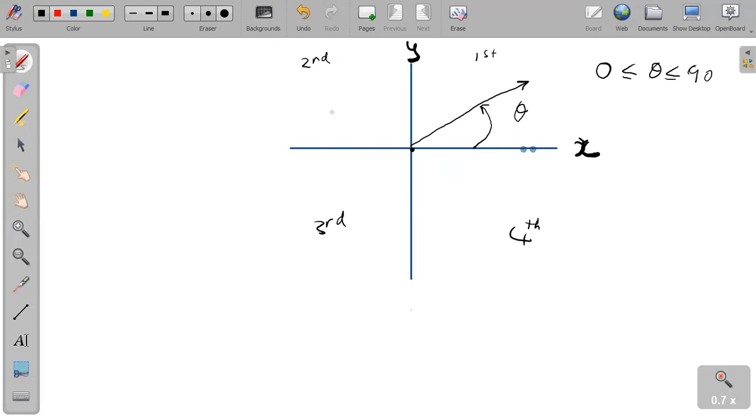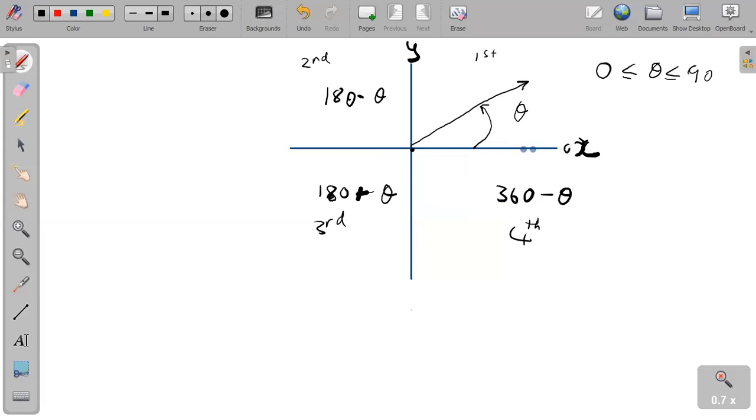Having explained that the first quadrant is where our theta lies, in the second quadrant we now have 180 minus theta. Then in the third quadrant, we have 180 plus theta. Then in the fourth quadrant is where we have 360 minus theta. So these are our four quadrants, right? This is the positive direction that we have taken, which is the anti-clockwise direction.